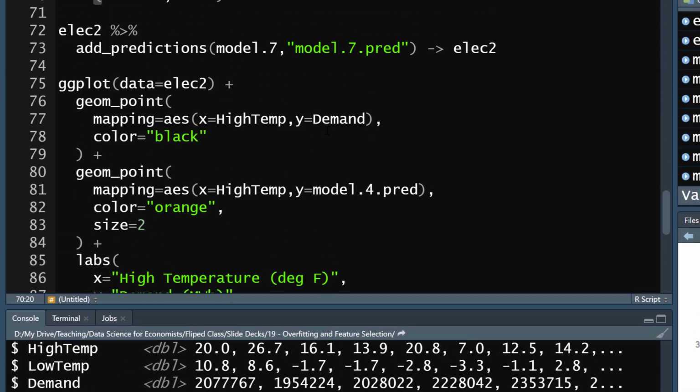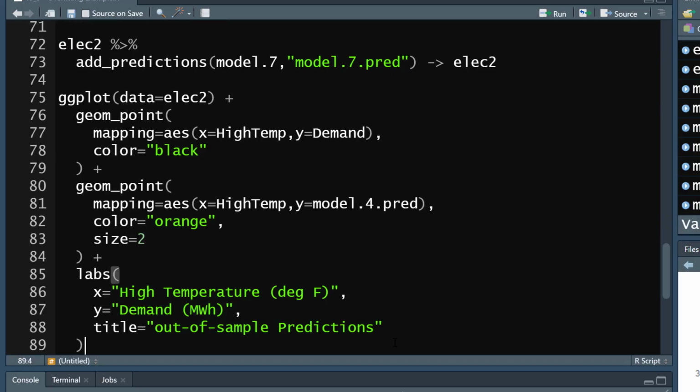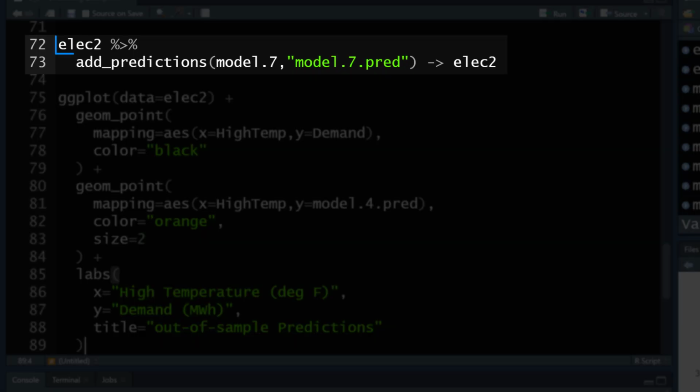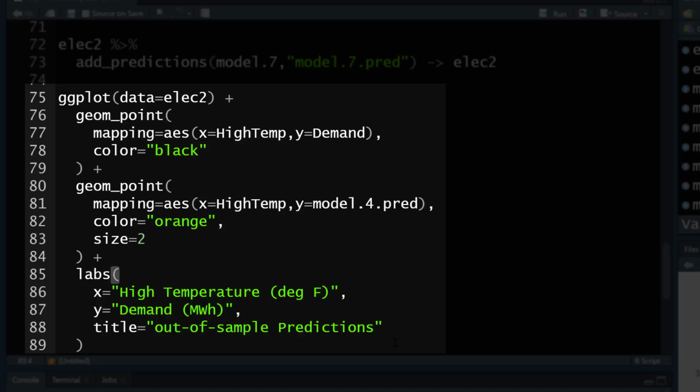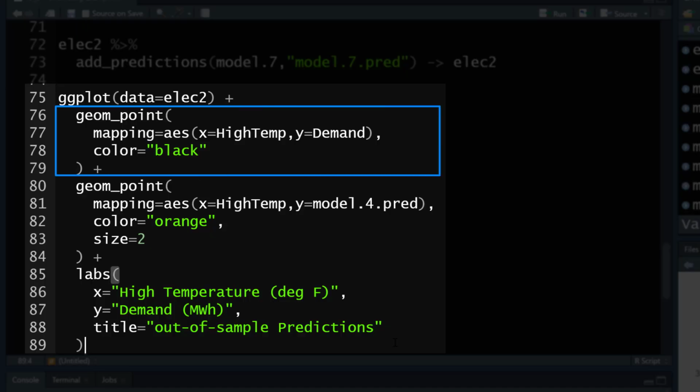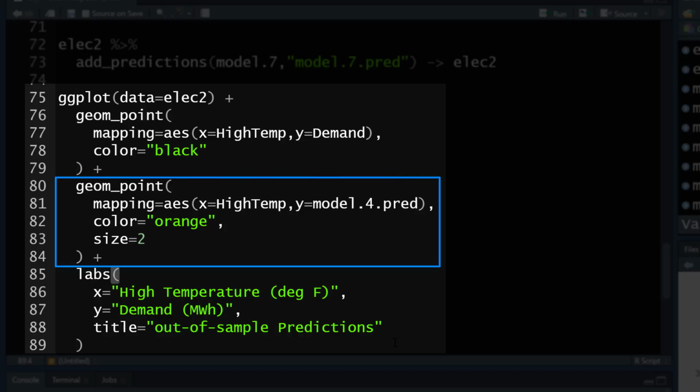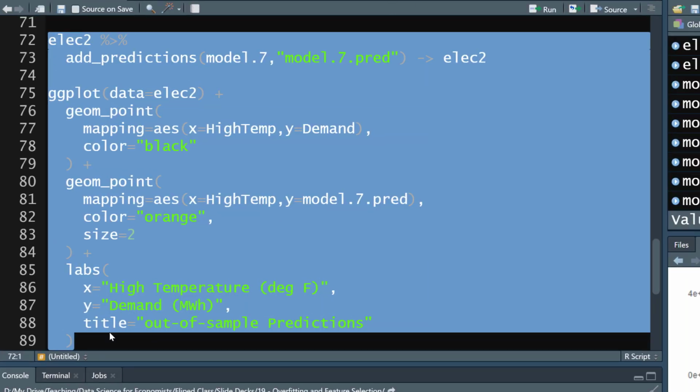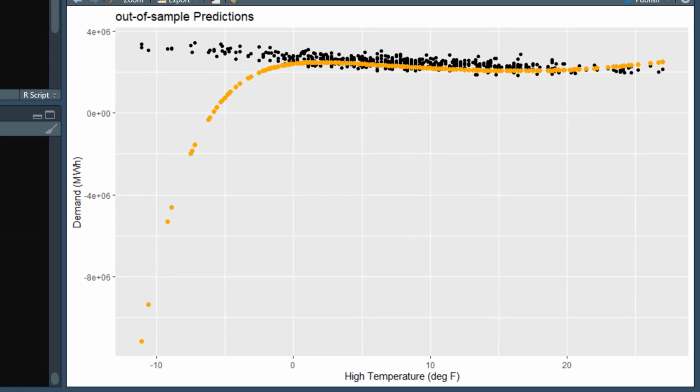Going back to my code, here I'm going to create predictions from that same model on the elect2 tibble, and then visualize it the exact same way I did before, showing the original data as black dots and the predictions from my model in orange. I'll run all of that code. Let's take a look at that visualization. You can see this is very different. The model predictions are very inaccurate when the temperature is really low. In fact, they're predicting levels of electricity demand that are well below zero.